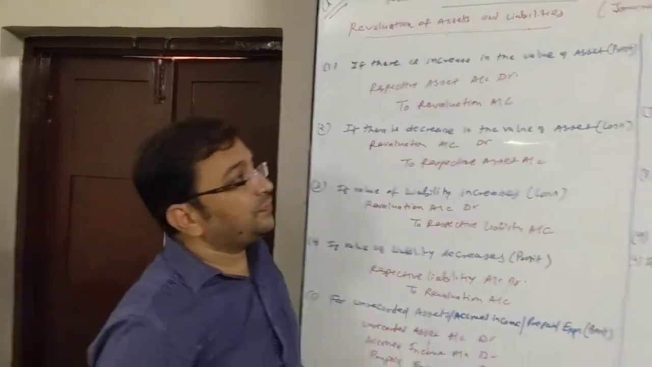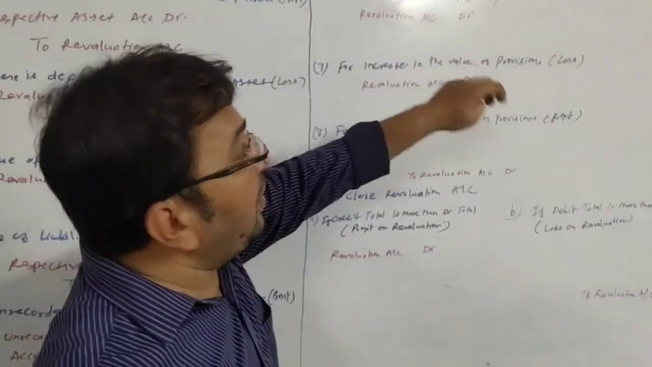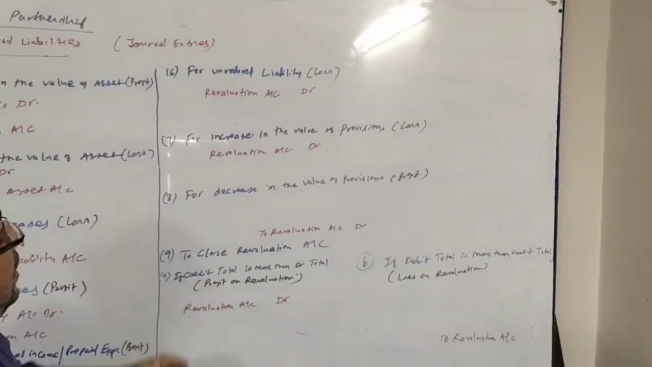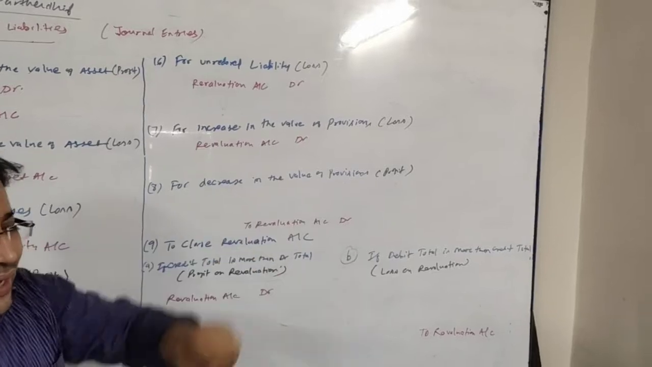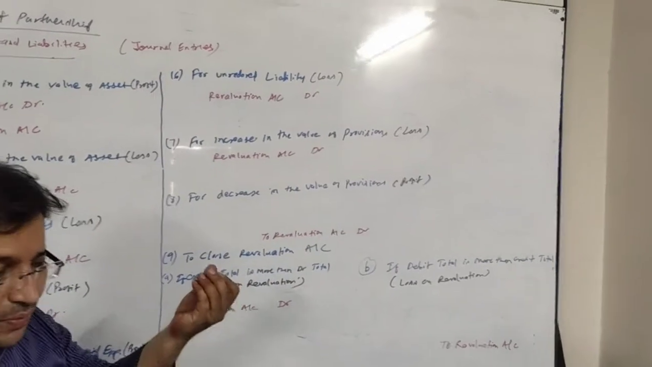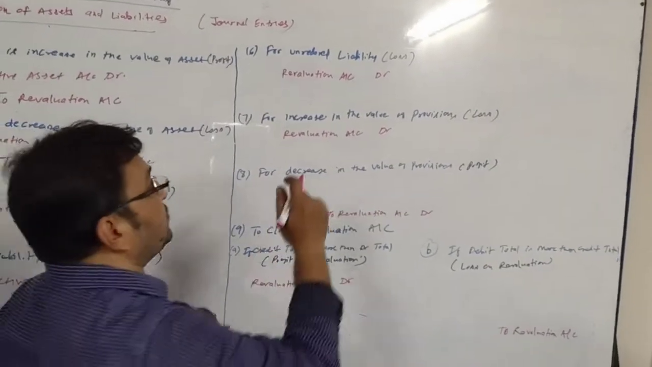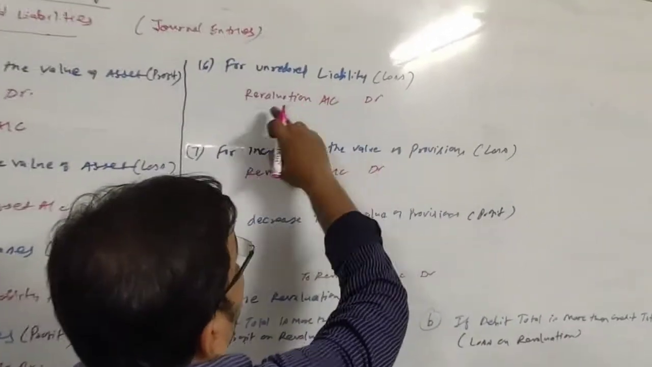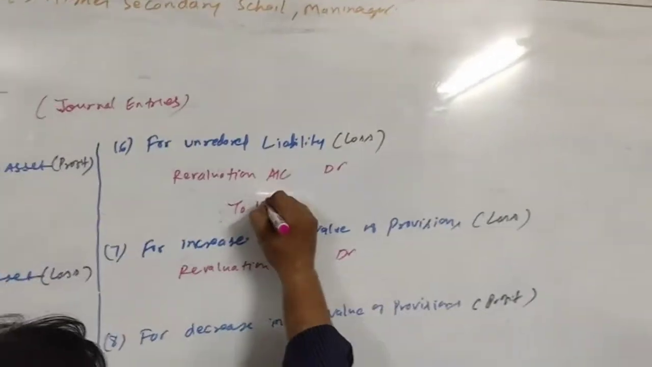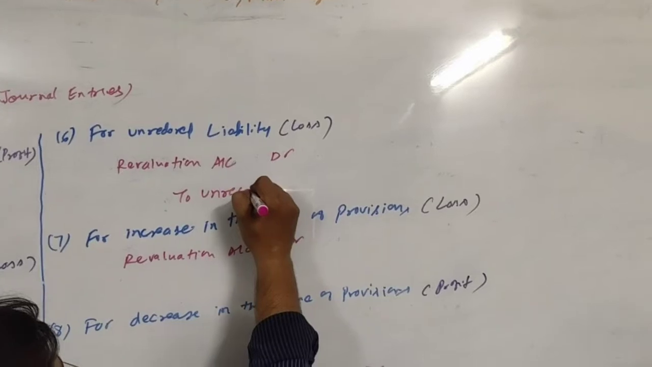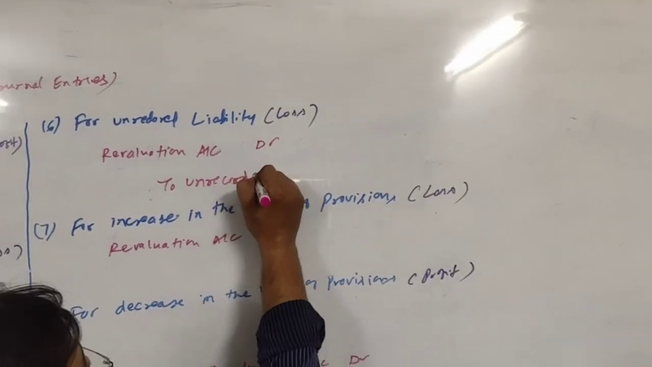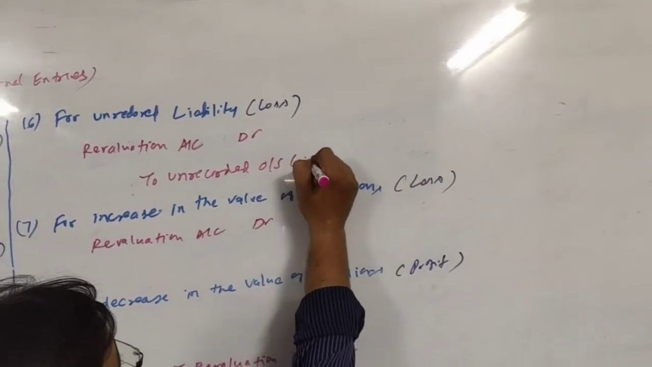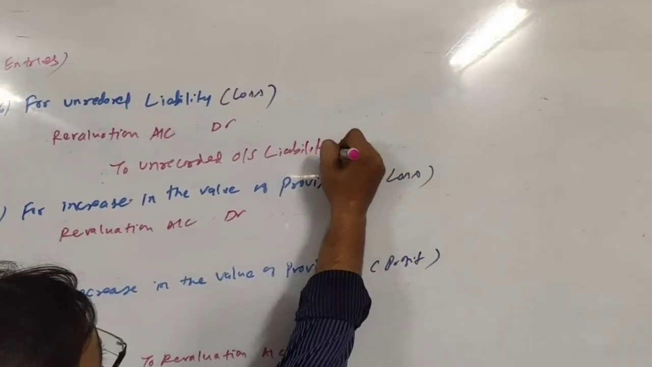What else? For unrecorded liability, if you find any unrecorded liability and you want to bring that to your books of account, it's a loss, so revaluation account debit to unrecorded outstanding liability account.